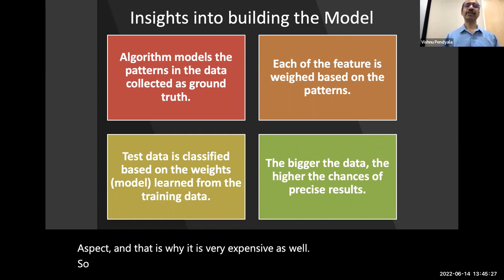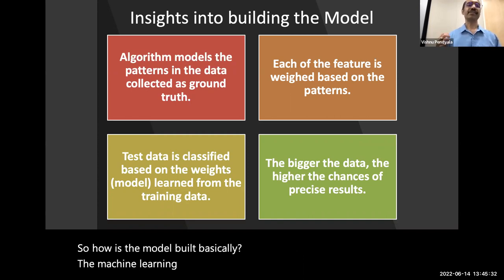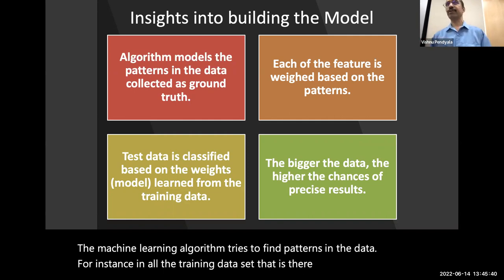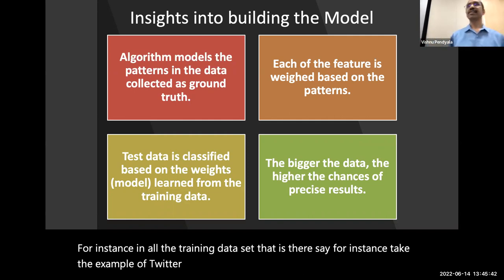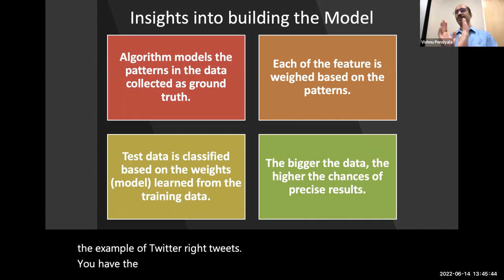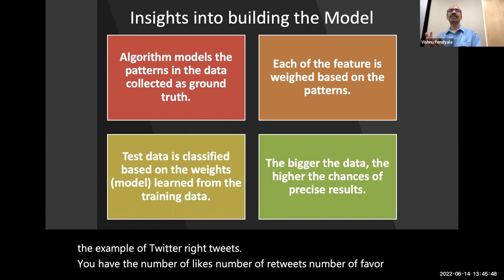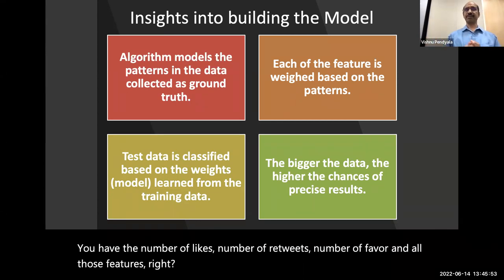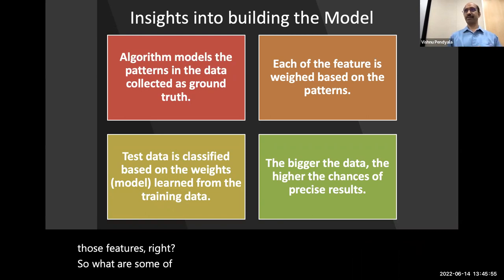So how is the model built, basically? The machine learning algorithm tries to find patterns in the data. For instance, in all the training data set that is there, take the example of Twitter, right? Tweets. You have the number of likes, number of retweets, number of favorites, and all those features, right? So what are some of the patterns that we could observe?